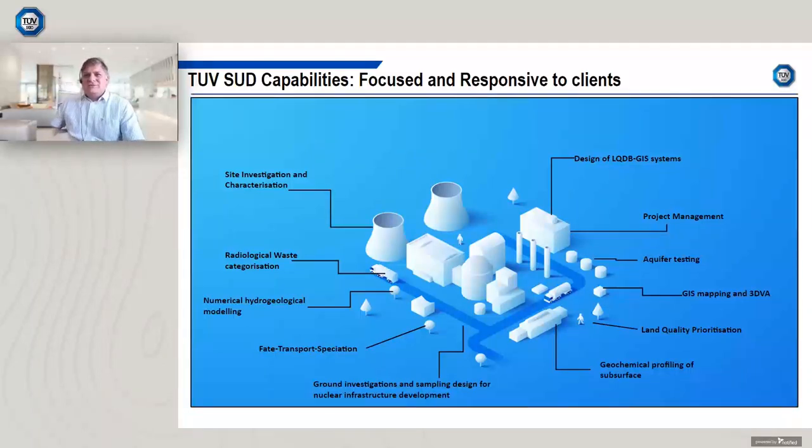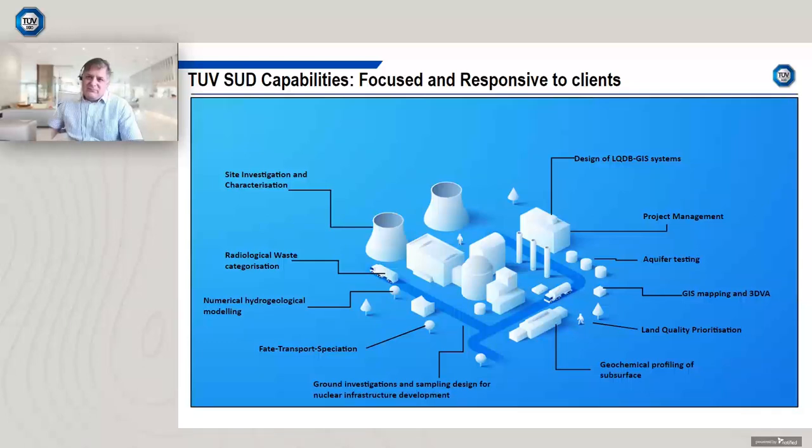This slide shows the key capabilities within our team, capabilities that have developed over the last 2 years, with particular focus in the last 12 months, looking at the design of the land quality database and GIS system, improving project management, ACFA testing, getting the K values as early as possible, building the GIS capability, working on the DVA capability for visualization and data management, providing the client with advice on nuclear land quality prioritization so that they can apply for their planning permissions and prepare accordingly, and geochemical profiling of the site, and we have built this capability.